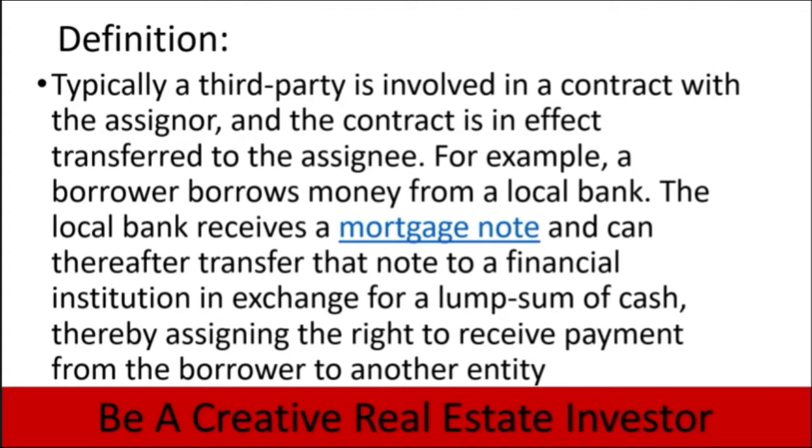Now, as an example, there's usually a third party involved in this type of contract assignment, and in this particular case, the borrower borrows money from a local bank. The local bank receives a mortgage note, and the bank then can thereafter transfer that note to a financial institution in exchange for a lump sum of cash, thereby assigning the right to receive payment from the borrower to another entity.